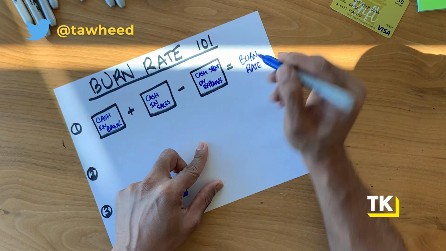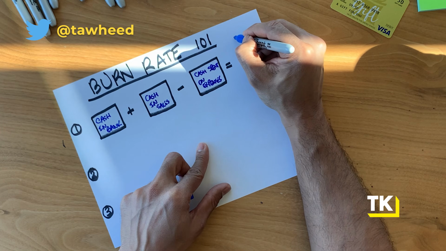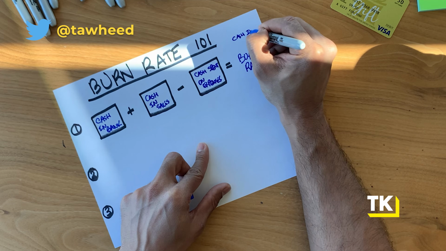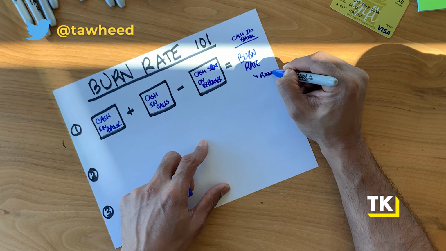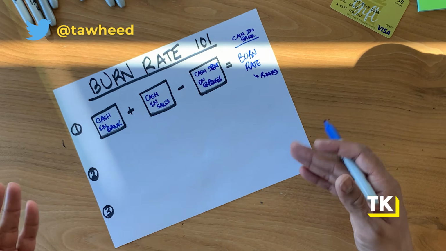And to add to that, if you actually take your cash in bank and you divide it by your burn rate, you basically get your runway, meaning how many months you have until you run out of cash, given how much you spend every month and how much you're bringing in every month. That's it. That is the calculation for burn rate.